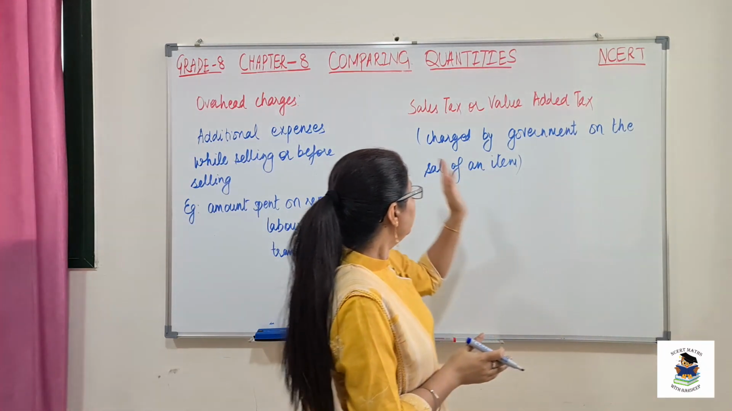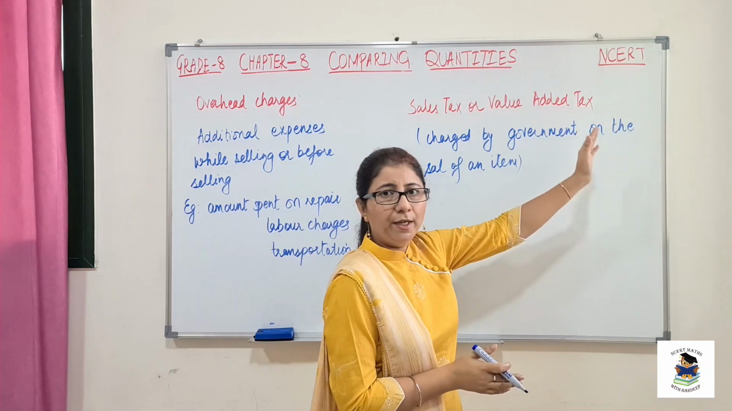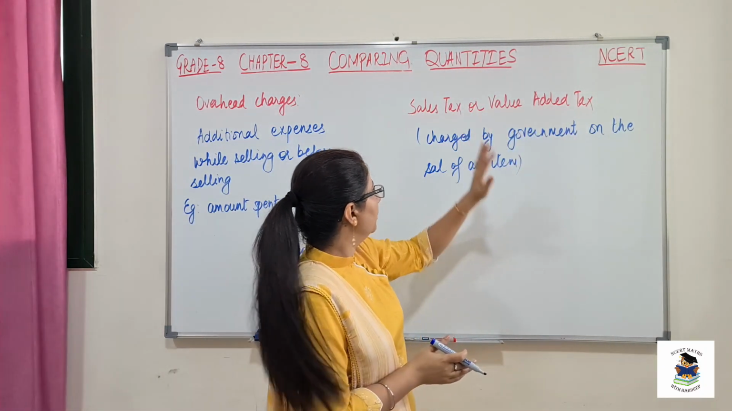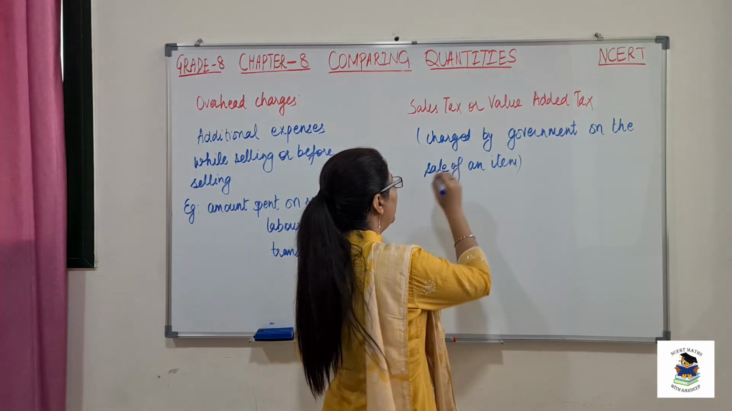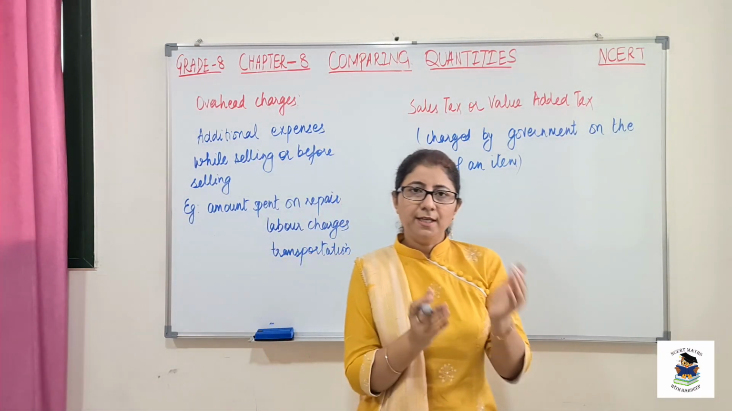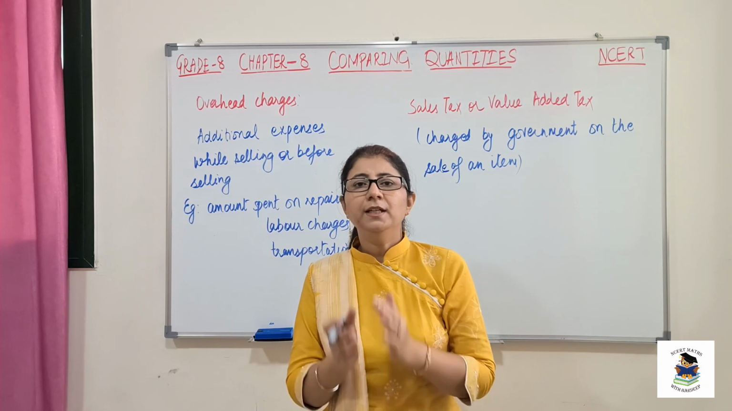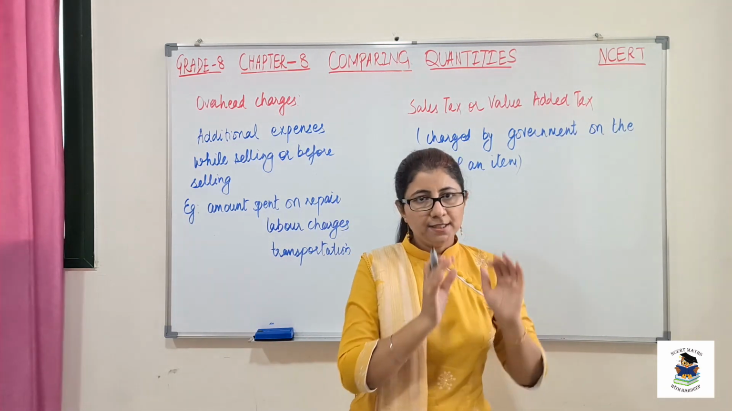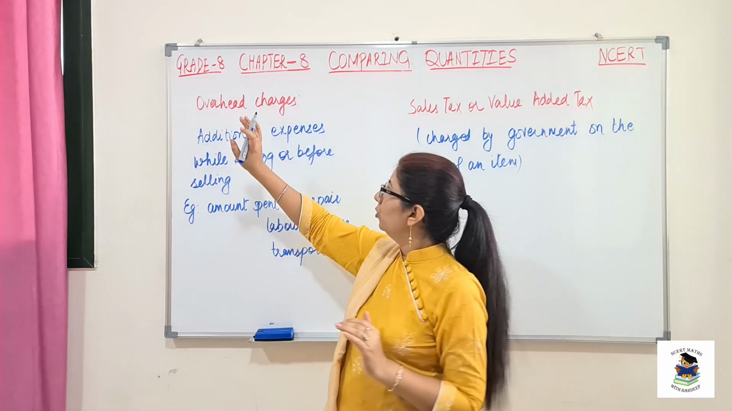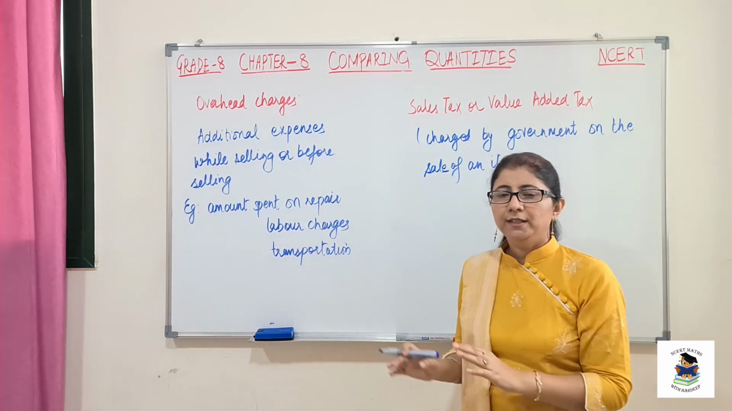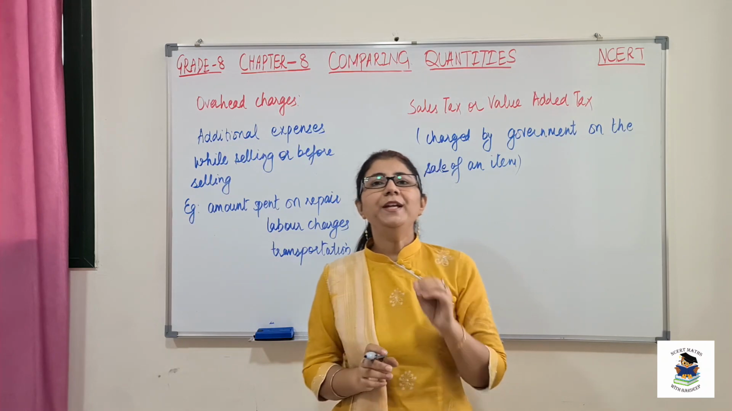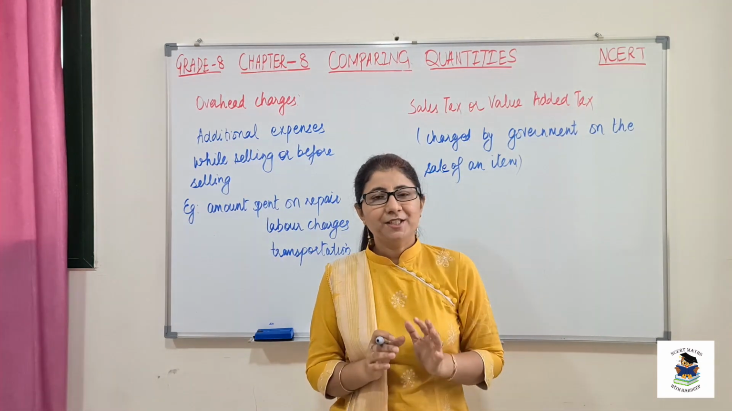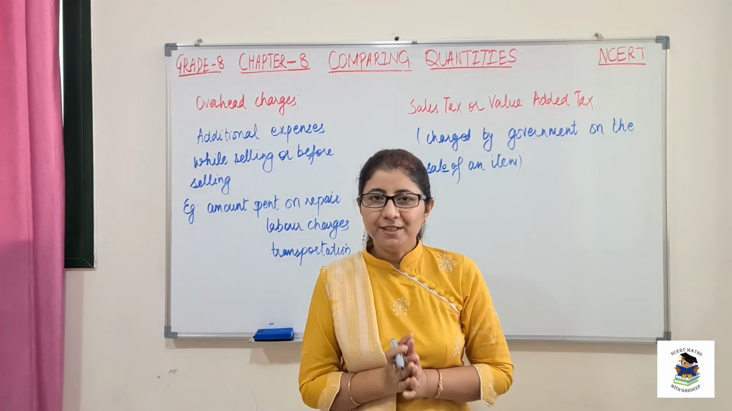Second thing is sales tax or value added tax. These are the taxes that are charged by the government on the sale of an item. Okay, so whatever sales tax or VAT is there, that is to be added to the amount. Sales tax is to be added, overhead charges are also to be added, but discount should be subtracted from the original amount. These are the various terms that we are going to deal with in this chapter.